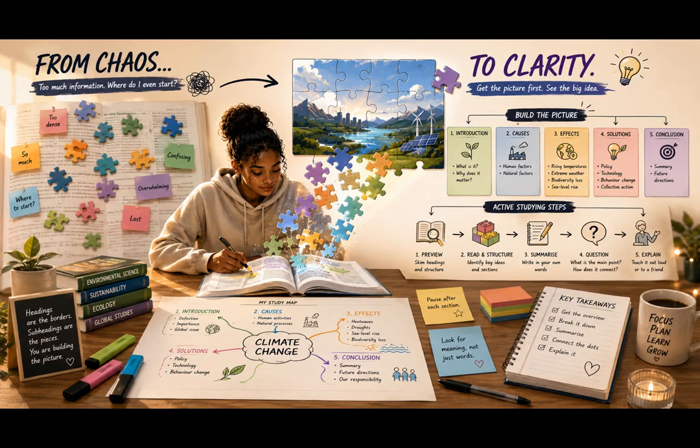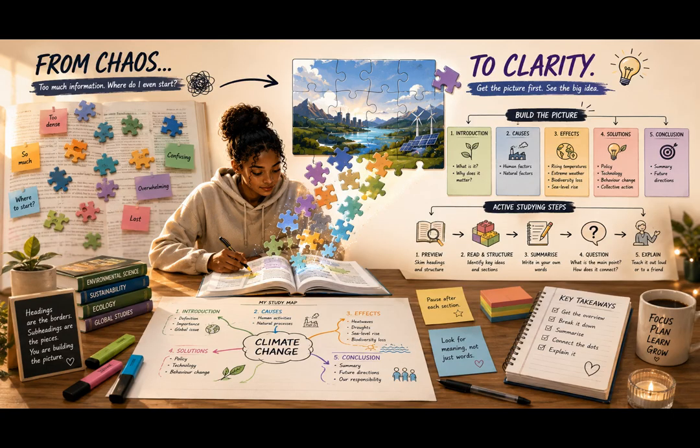Let's say you're reading a chapter on climate change. Without structure, it's just 15 pages of dense text. But with headings in place, you can start to make sense of the flow. First, introduction. What is climate change? Why it matters. Then, causes, human and natural factors. Effects, rising temperatures, extreme weather, biodiversity loss. Solutions, policy, technology, behavior change. And then, conclusion, summary, and future directions.